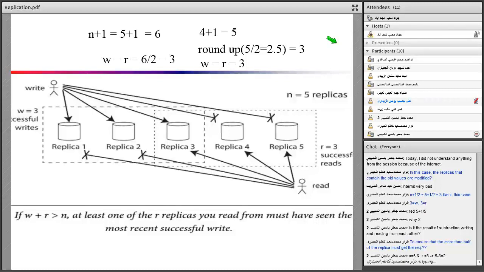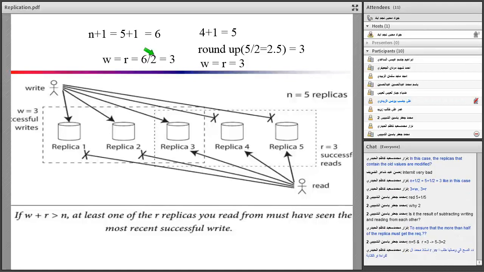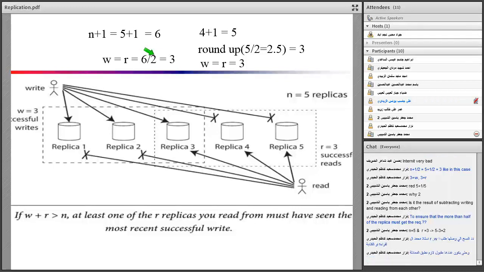No, Muhammad, no. If you talk about the number of two, when it's constant, because we want to talk about the two operations, two processes, to read and write, and we want to have at least one replica which has seen the most recent successful write.